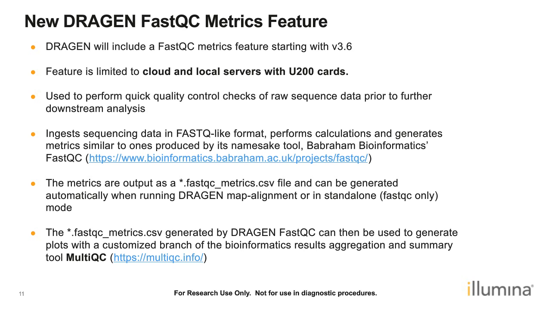It ingests BCL or sequencing data, or the FastQ data, and it performs the calculations and generates metrics that are very similar to the FastQC tool, that has been used for many, many years already. And these metrics are put out in a FastQC metrics CSV file. So we have a CSV file that gets generated, and there are two options in which it works, and I'll talk about that in the next slide.